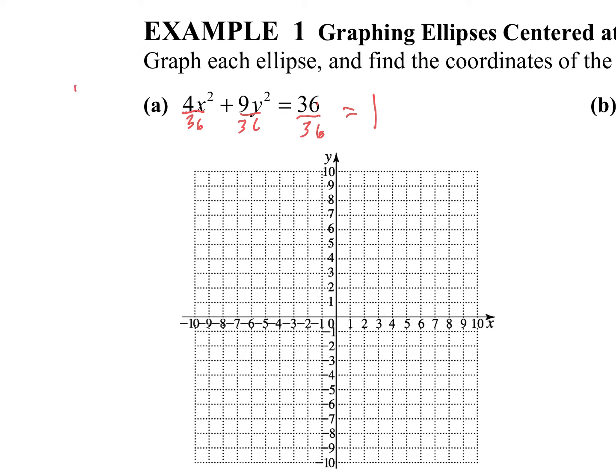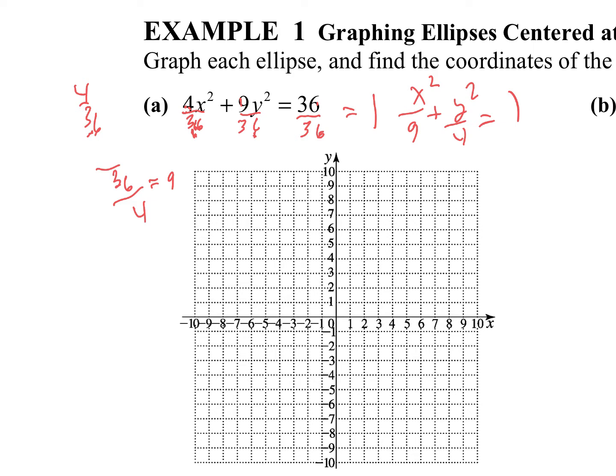But now, here's my trick. You got a fraction here, 4 out of 36. Don't think of it as 4 out of 36. Think of it as 36 divided by 4, because that's really what's happening. 36 divided by 4 is a 9, and then 36 divided by 9 is a 4. So take that bottom number, divide it by that top number. So it turns into x squared over 9 plus y squared over 4 equals 1.